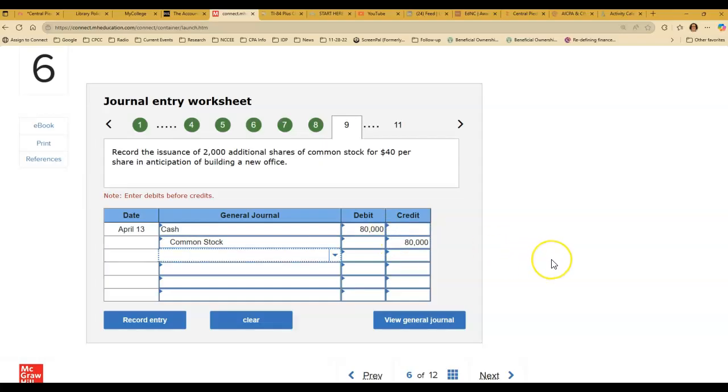How we doing? You're starting to notice how before they would have just told us we issued $80,000 worth of common stock, right? Now they're doing something a little different, and they're just making you calculate the 80,000.